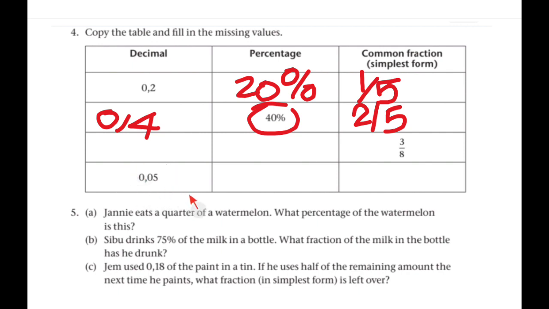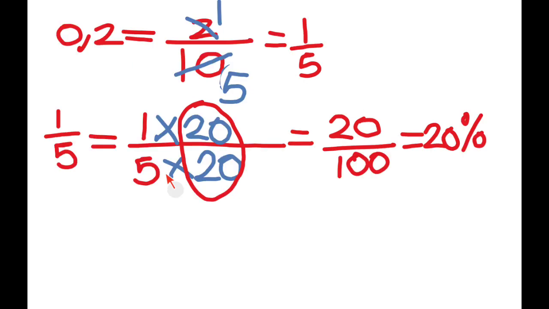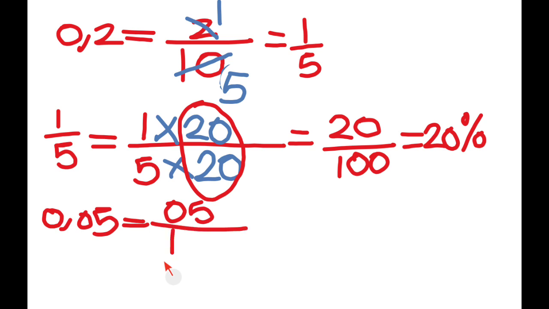Now let's attack 0,05. Let's change that into a common fraction first and then take it back to a percentage. 0,05 simply means, if you change that into a common fraction, 5 over 1 followed by zeros. And how many digits do we have after the comma? 2. So that is 2 zeros. And that makes it easy to define now. That is 5 over 100, which is simply 5%. I'm getting ahead of myself here.